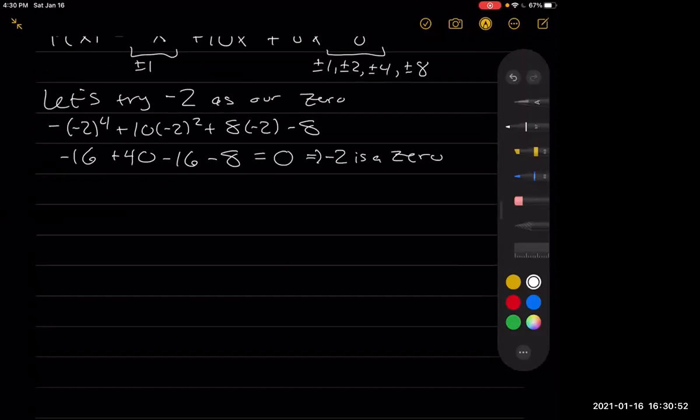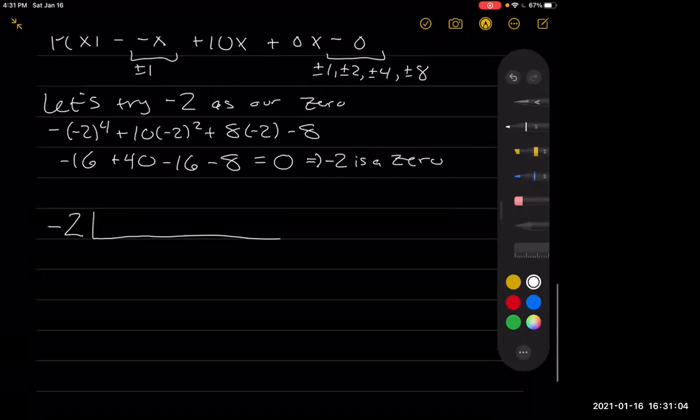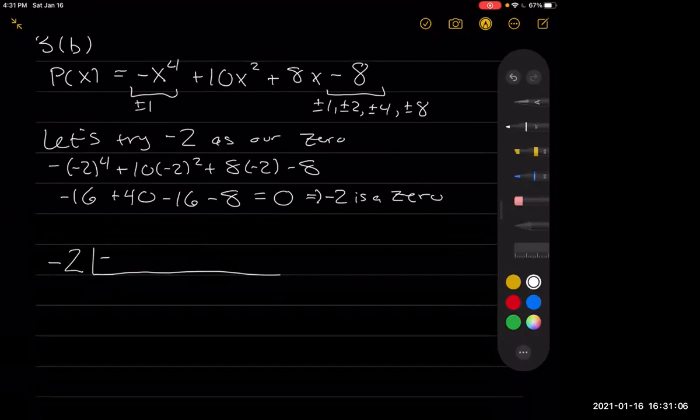So I'm going to do synthetic division again, just for ease. I'll do a long division example later. All right, so since -2 is our 0, we'll write it like this. And then we'll write the coefficients. So we have a -1. And then we have a 0 because there's no x cubed. And then a +10, a +8, and a -8.